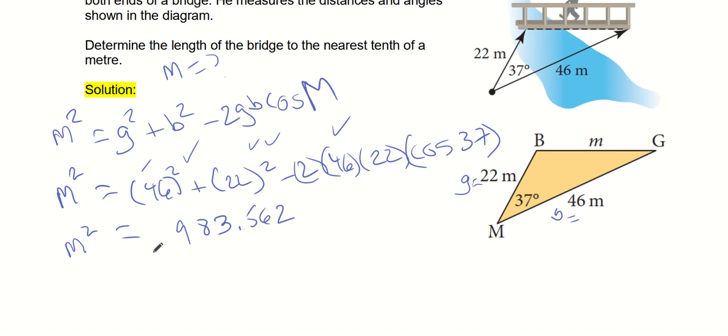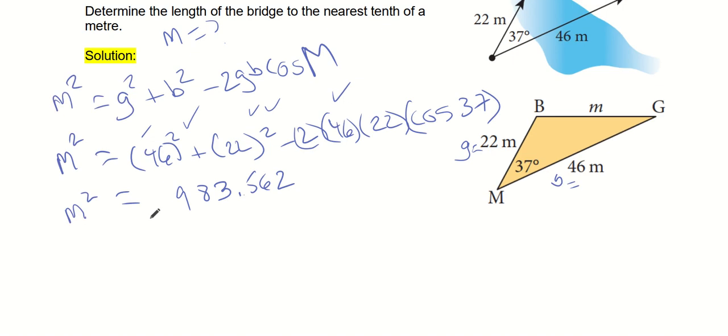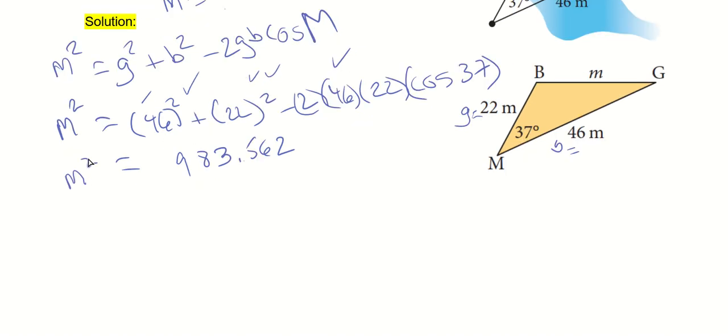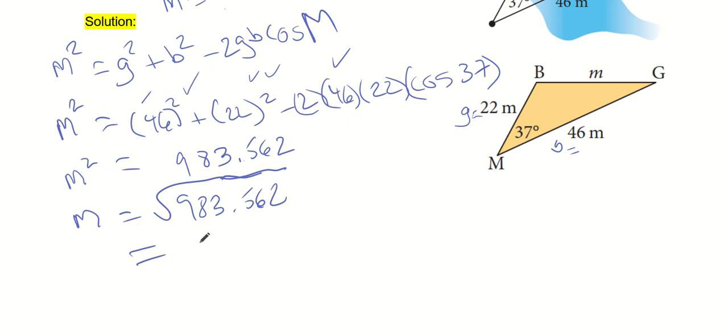983.562. And if you guys don't already know, to get rid of the squared, you have to root it. So if you root this side and you root that side, then you have m equals root 983.562. And that should equal 31.34, and we're working in meters.